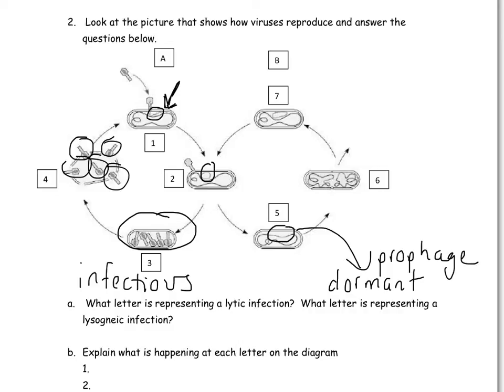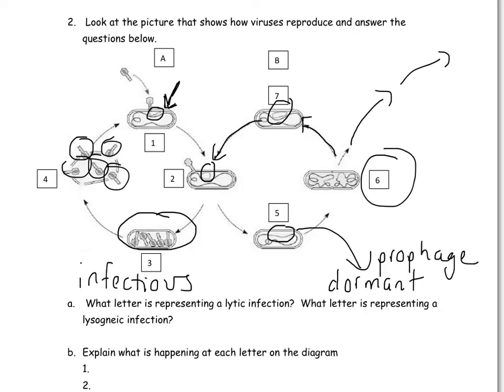So now when the host cell divides, which is what's happening here in step 6, it divides with the viral DNA inside of it. And this can happen forever and ever and stay dormant until one day, step 7, it comes out from dormancy. That's what's going on right here, and loops into the lytic cycle.